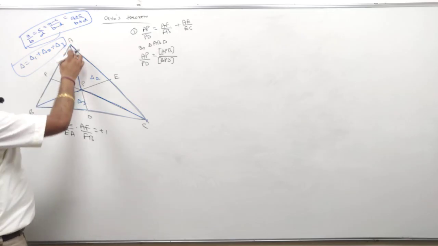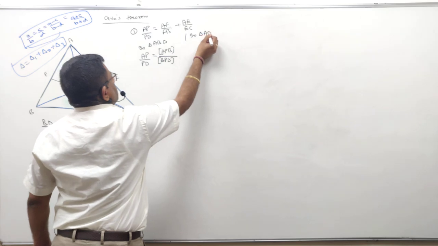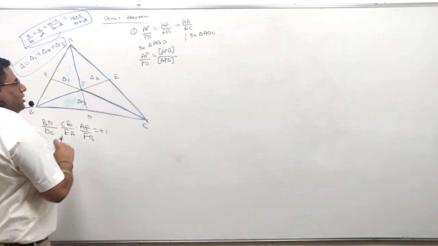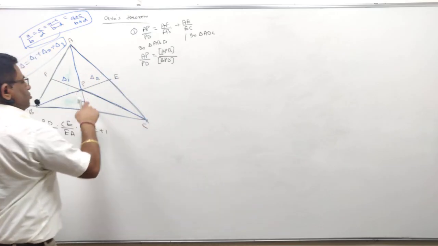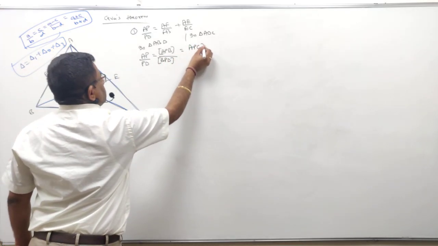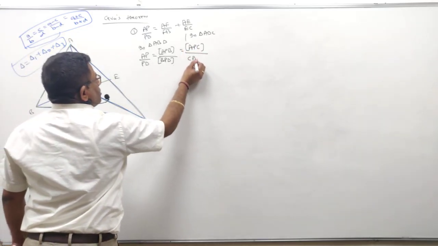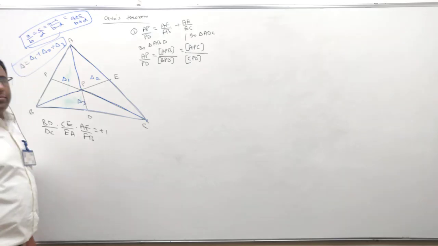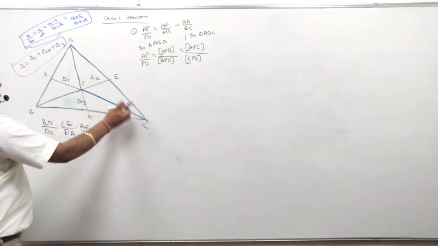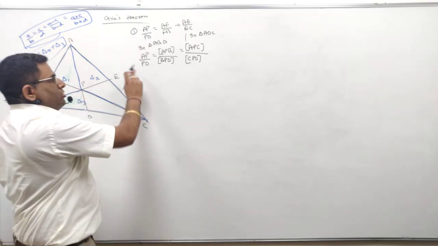Now I am considering the area of triangle ADC. In this triangle, I am again considering AD as a base and C as the vertex angle. Again, AP is to PD is area of APC upon area of PDC. Again in triangle ADC, AP is to PD is area of triangle APC upon area of triangle PDC. Both are equal to AP is to PD.